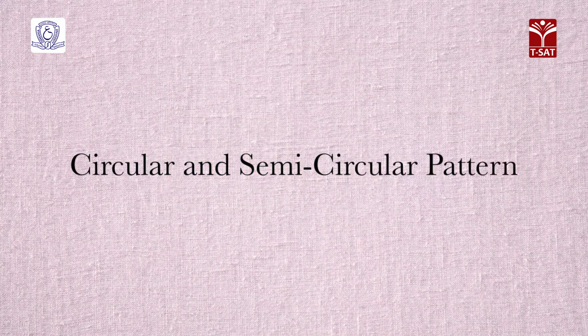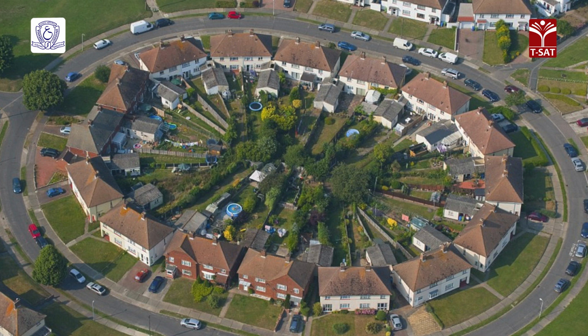The next type of pattern: circular and semicircular pattern. Circular and semicircular settlements generally develop around a pond, a lake, a crater or a sea coast. Since people prefer to stay closer to the water body, they construct their houses close to the pond or the lake. In due course of time, such settlements acquire a circular or semicircular shape.